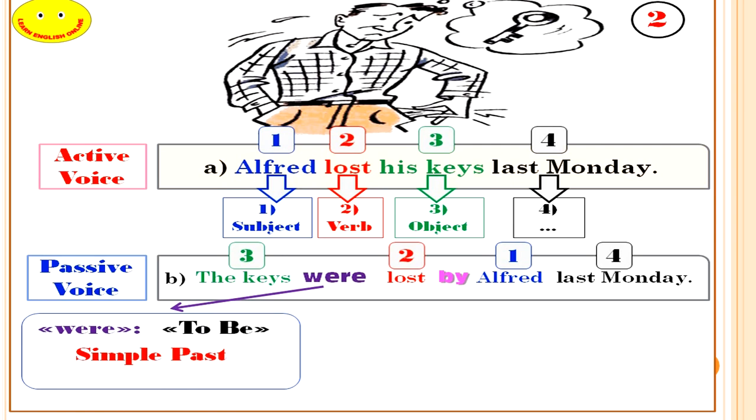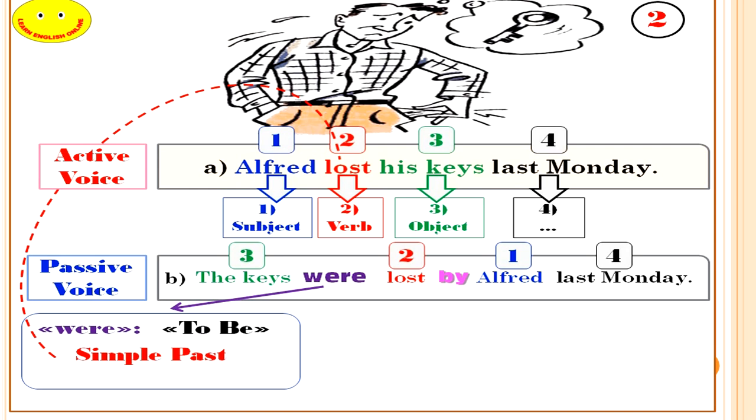Do you remember the first example? Simple present because revises is in simple present. And here, the verb in the active voice, lost, is in simple past. So to be must be in simple past. If the verb in the active voice is in the future perfect simple, then to be must be in the future perfect simple. If the verb in the active voice is in the present continuous, so to be must be in the present continuous. So the tense or form of the verb to be always depends on the tense or form of the verb in the active voice.